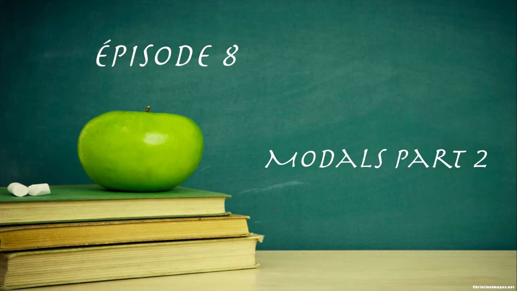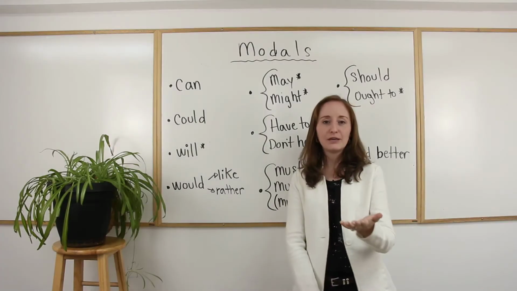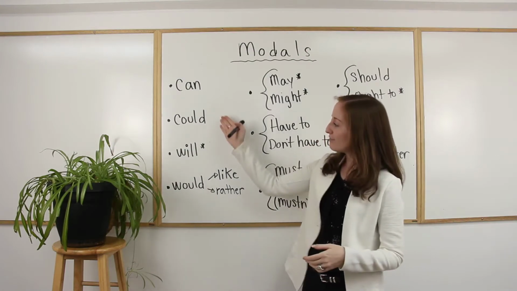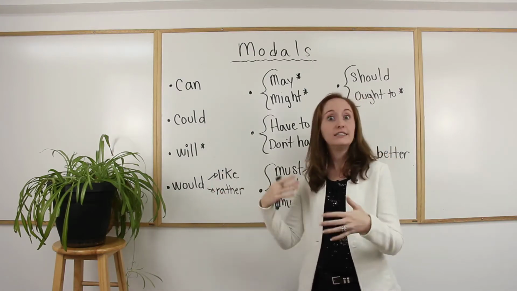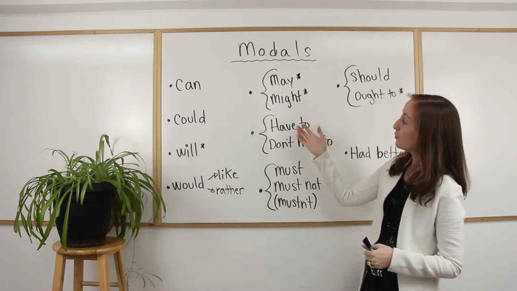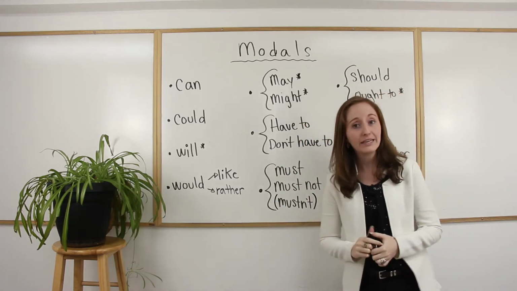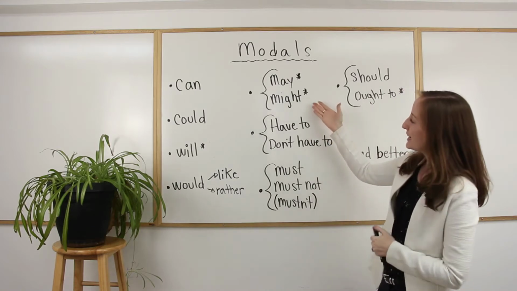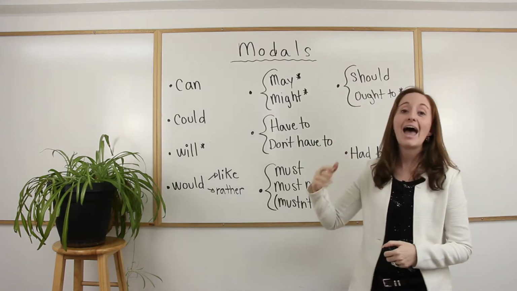Today I will continue with part 2 for the modals. As we mentioned in the last video, we have these 4 modals for different types of situations. And today I will show you the modals for possibilities and obligations. The first category that we have here: may and might.